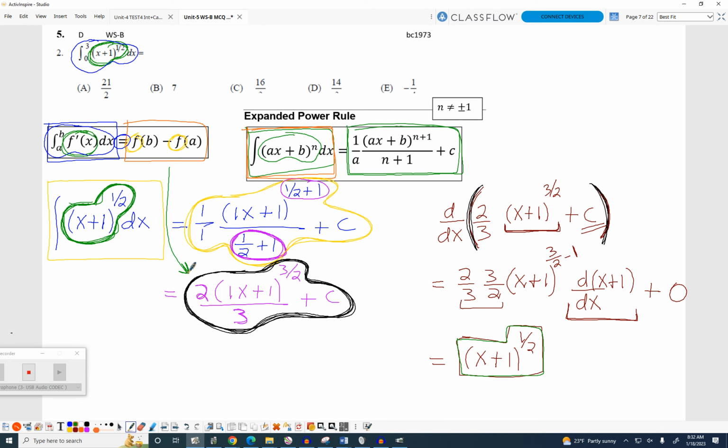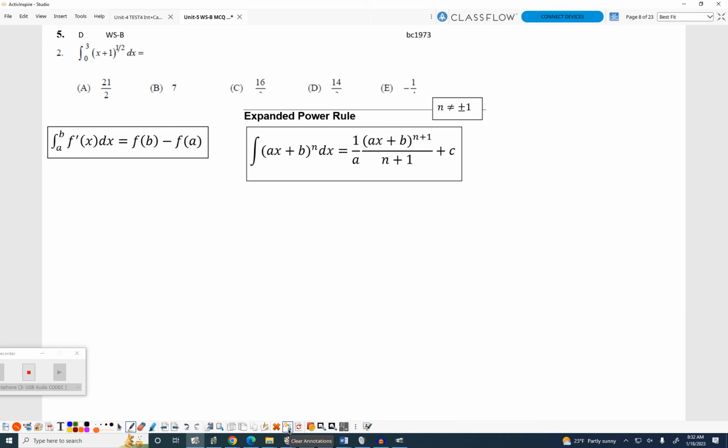Can I erase this? Okay, let's make a copy actually in case we need to go back to it. Now we're page 8. Okay, cool. Clear that. So now write a new thing on your paper. I did tell you this was somewhat involved initially until you get good at it. Even then it can be involved. So rewrite the problem, 0 to 3, x plus 1 to the 1/2 dx equals.